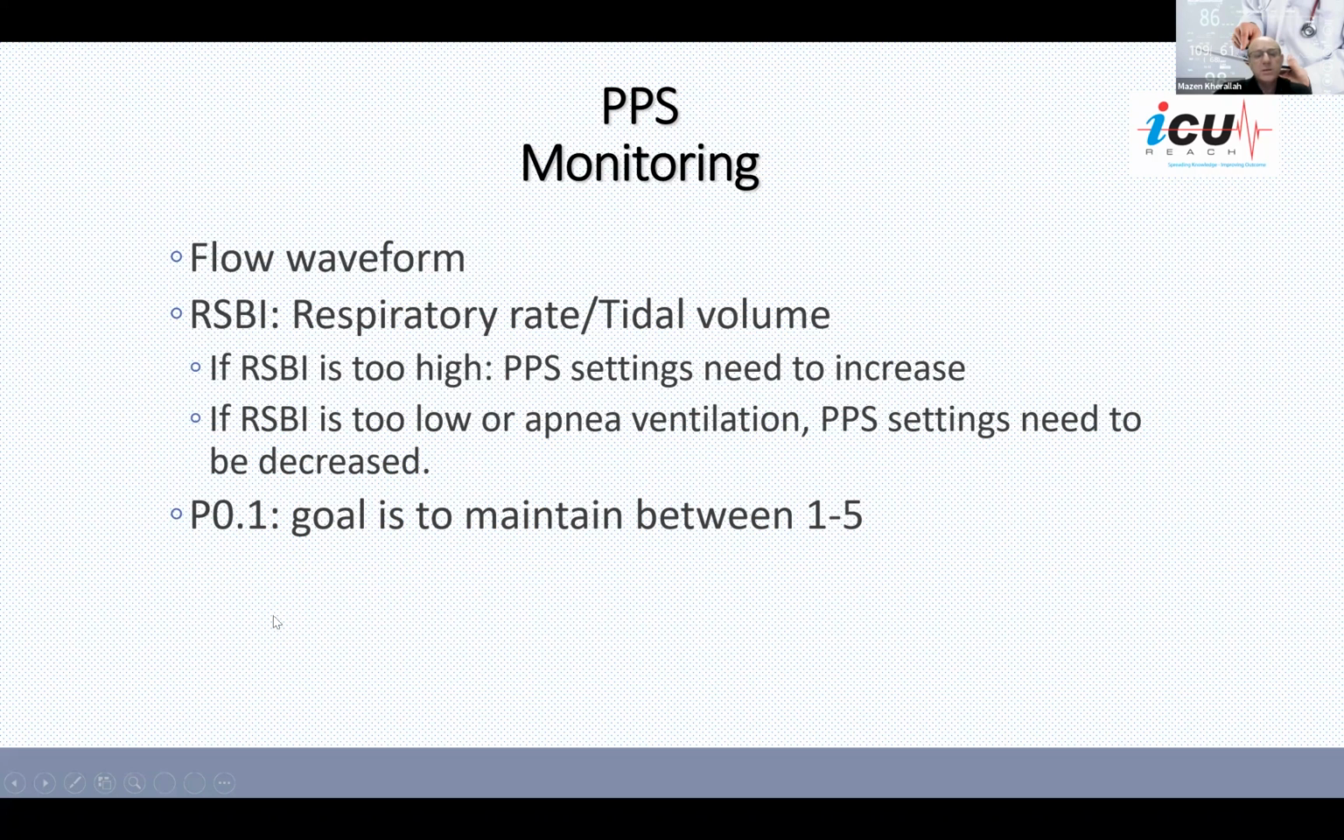And you need to look at the pressure generated in the first 100 milliseconds, which is P0.1. You need to maintain that between 1 to 4. So if your patient is in range of 6 or 7, that means you need to increase the volume assist so he can decrease his work of breathing. If it is lower than 1, you need to decrease the assist, whether it's volume or flow, in order to increase the work of breathing for the patient.